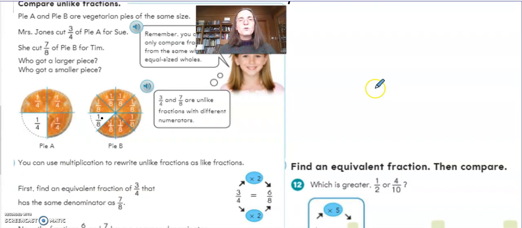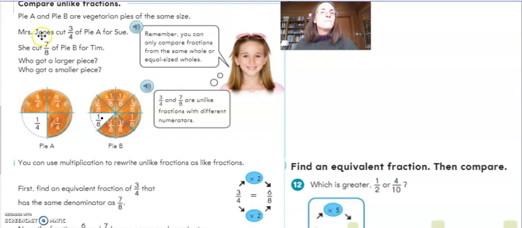So here we're comparing some more unlike fractions. And our friend here says that in her classroom, she has pie A and pie B, and they're vegetarian pies of the same size.